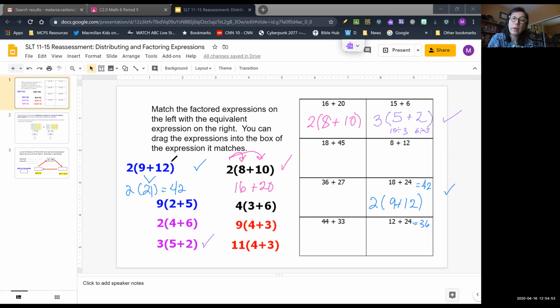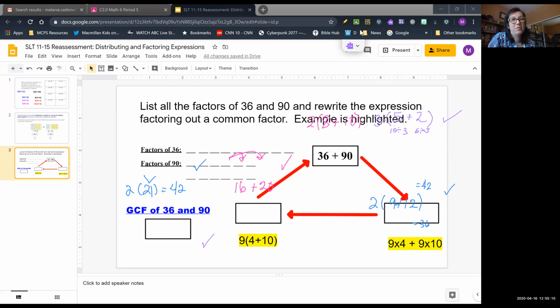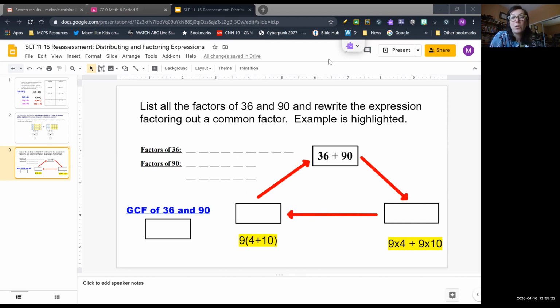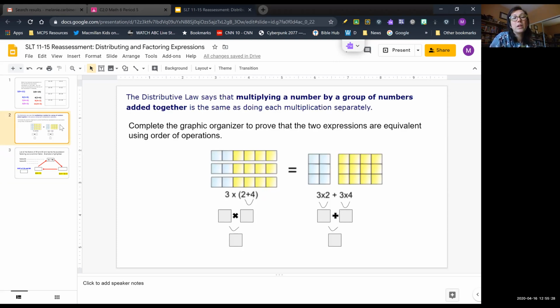So what I was going for with this first slide was to have you demonstrate that you knew how to distribute from this kind of expression to that. And with the third slide, I was looking to see that you knew how to start with this expression and then factor going the other way. But you didn't have to do it as many times. The second slide is just a proof that yes, whether you do it in the distributed form or the expanded form, they do equal the same value.